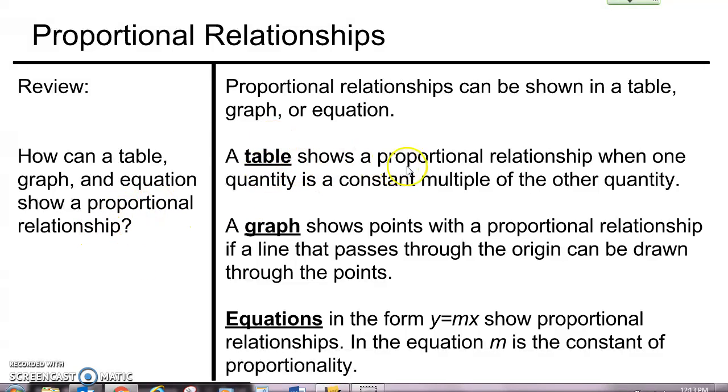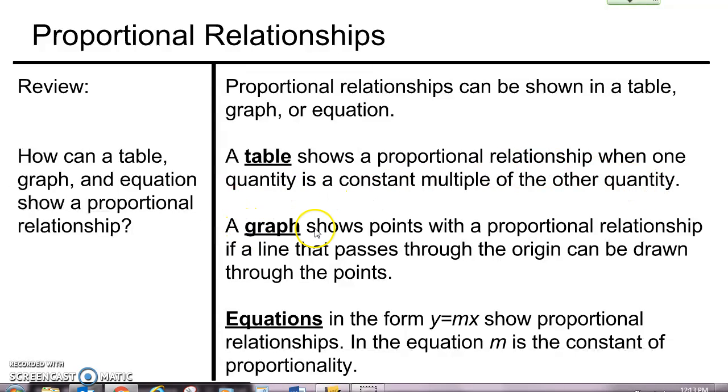First, a table shows a proportional relationship when one quantity is a constant multiple of the other quantity. What that means is for every single row in the table, if we look at x, we should multiply that x times the same number to get y for every single row in the table. So we did that, and we found what we called the constant of proportionality from that. If that sounds familiar to you, constant of proportionality.